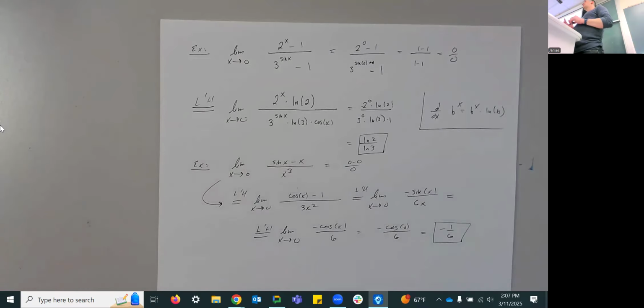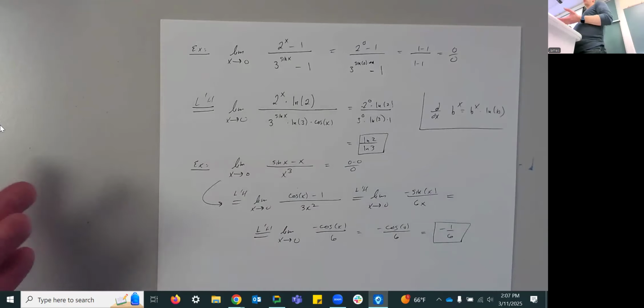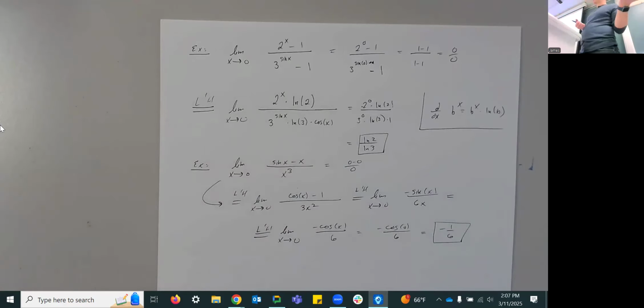So if you've got something that's already rational, a quotient, some top divided by some bottom, check to see if it's 0 over 0 or infinity over infinity. But sometimes we're not going to have that. We have to do the work of writing it like a quotient before we can use L'Hopital's rule.